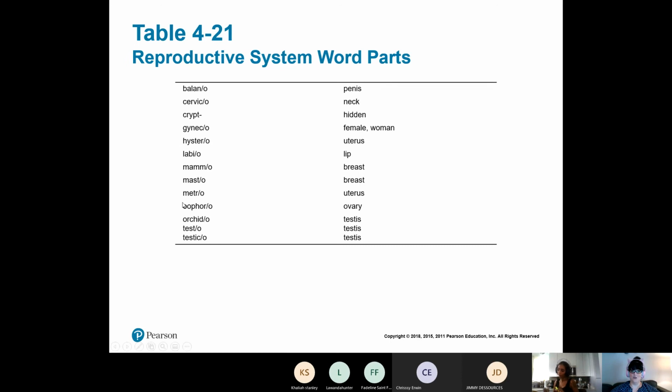And they have their own terms, like mamm and oo, and I've never been able to say this word right. It's orchid, and I still don't say it. Test, for testicles, cervix for like the cervix, but it basically just means neck. So we're going to learn about all of that, okay?